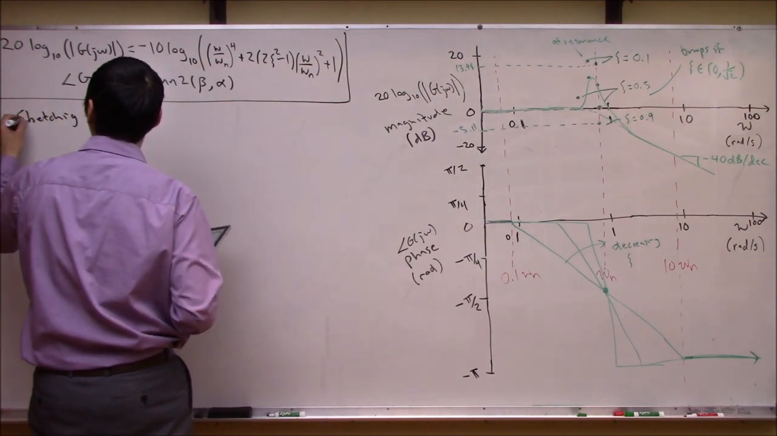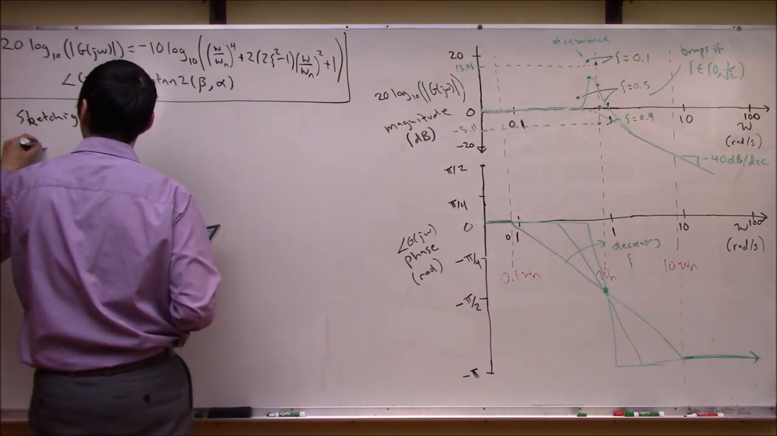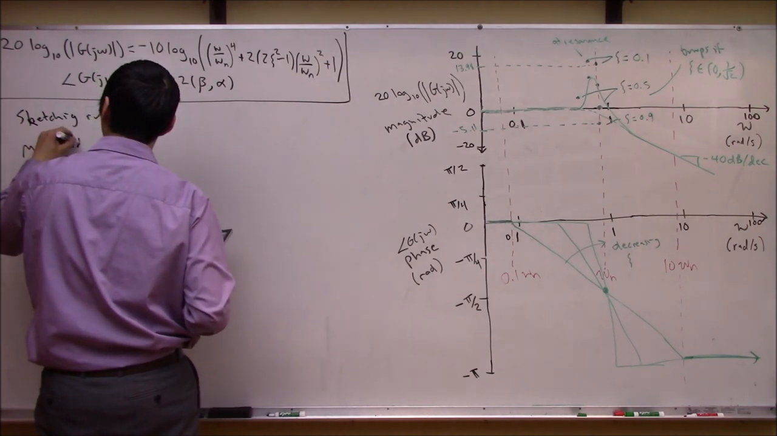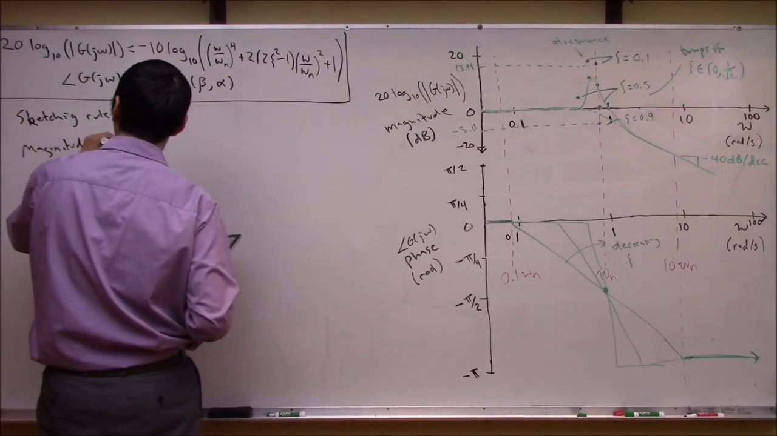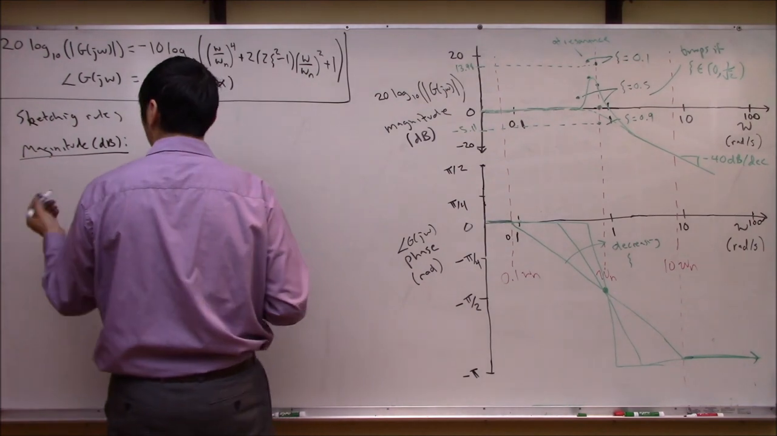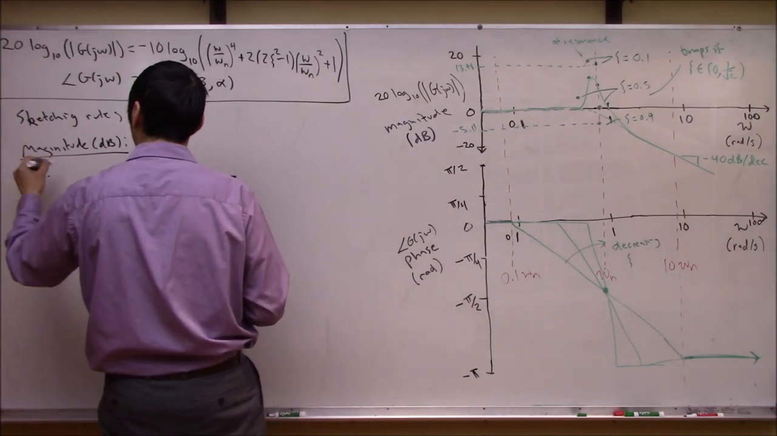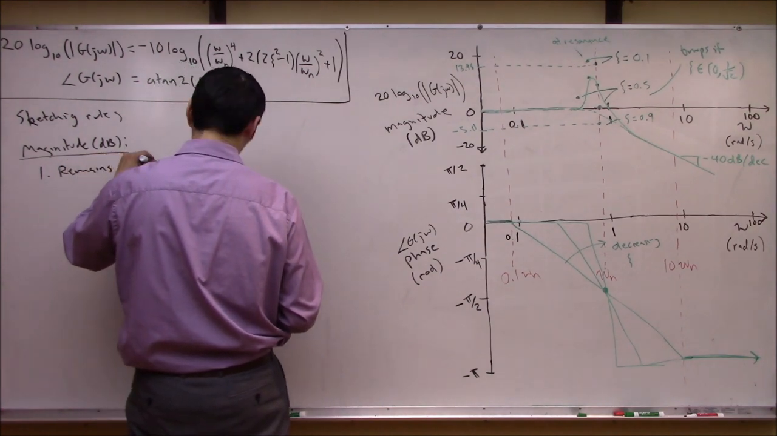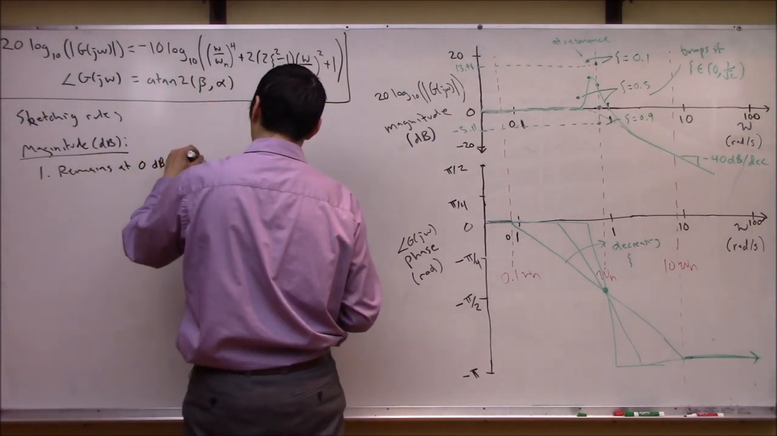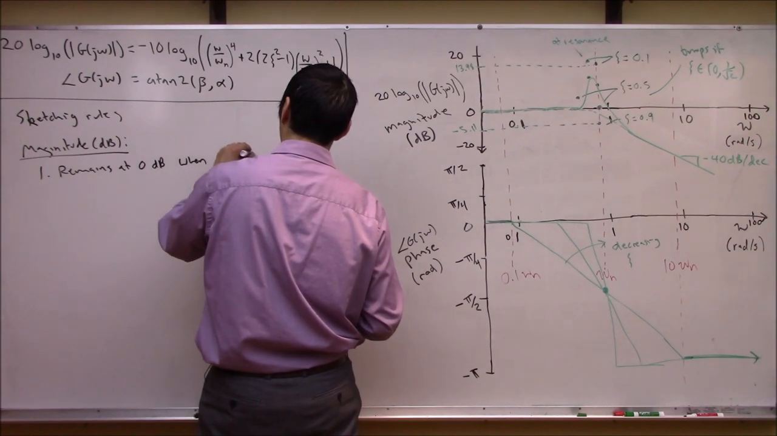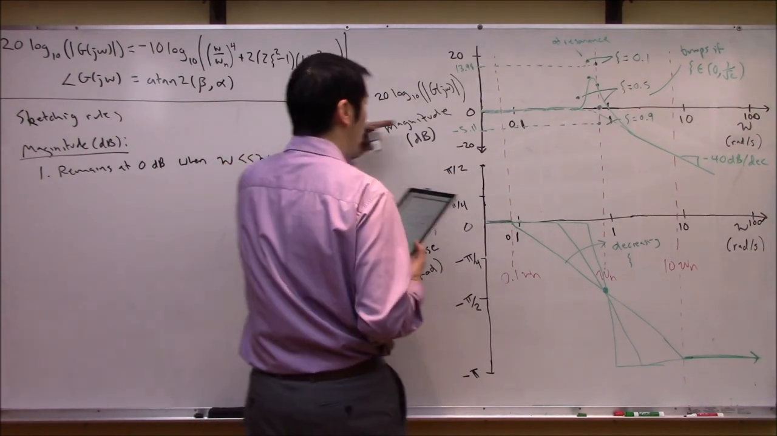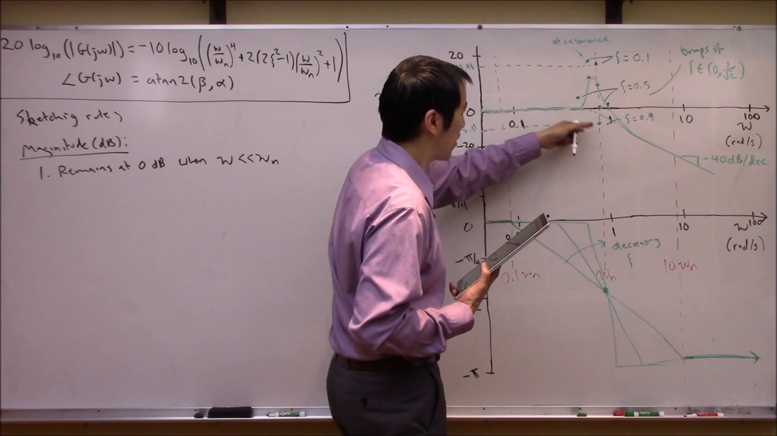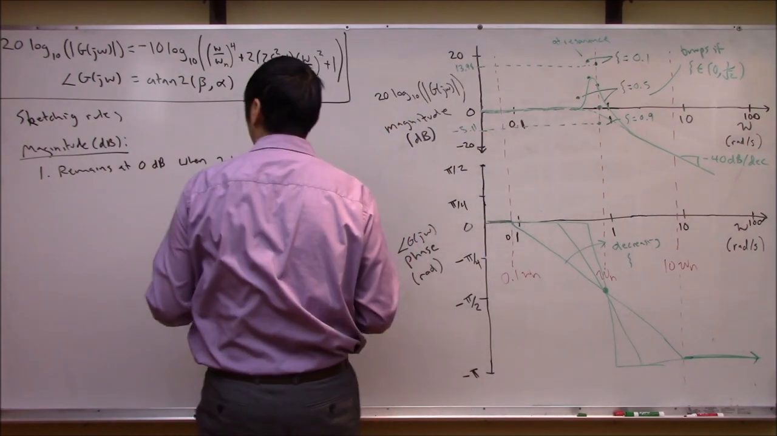Okay, so for the magnitude in decibels, what are the rules here? Rule one: this remains at 0 dB when omega is less than omega n. So we saw you'd draw it flat until you get somewhere near omega n, and then you stop it from being zero.